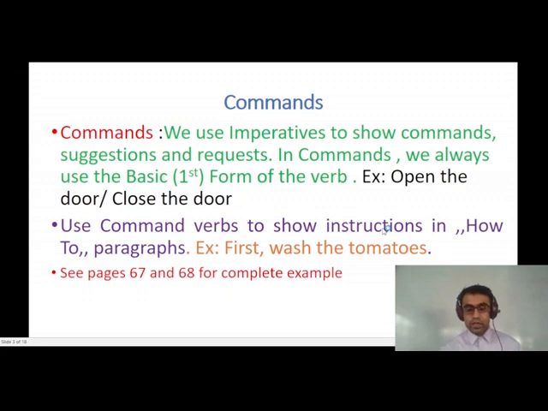What are commands? So commands, we use imperatives to show commands, suggestions and requests. In commands we always use the basic or first form of the verb. For example, open the door or close the door.